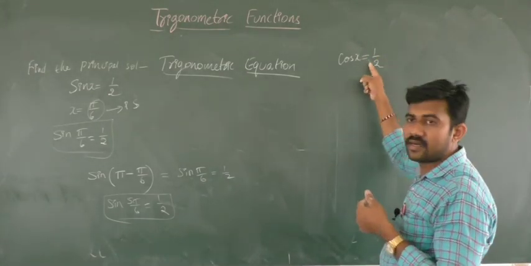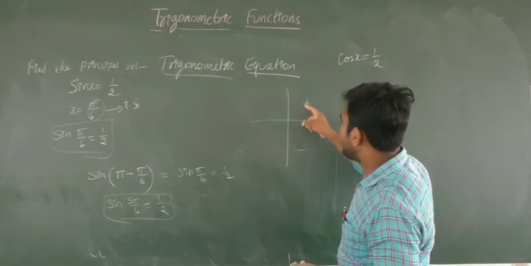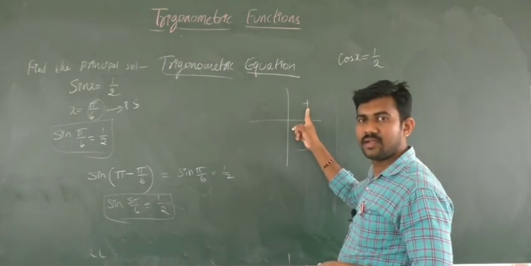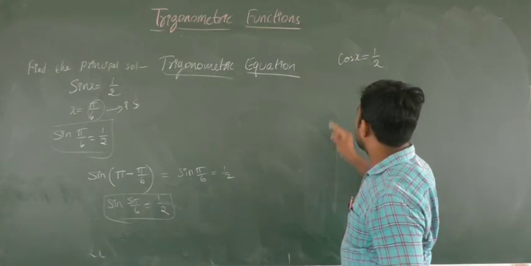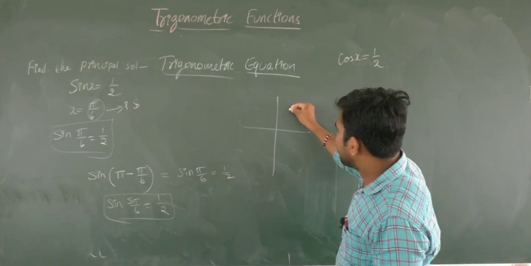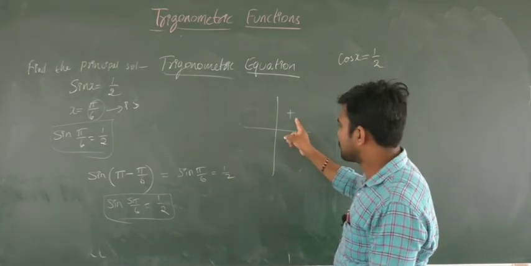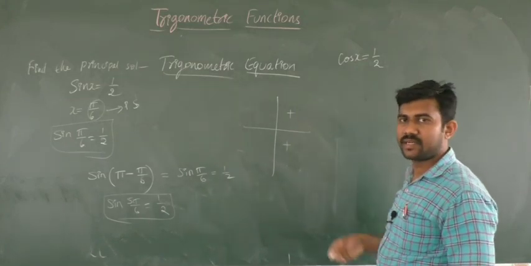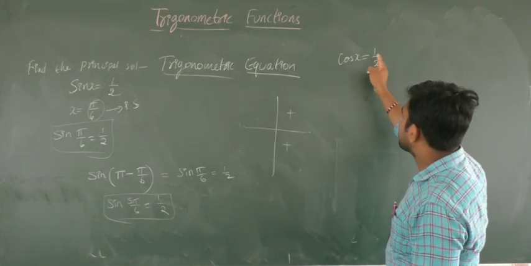Again, here cos is positive, so the value must be in the first quadrant. So cos x is equal to half, positive, so here x must lie in the first quadrant. In the first quadrant cos is positive, in the fourth quadrant cos is positive, so x must lie in the first and fourth.